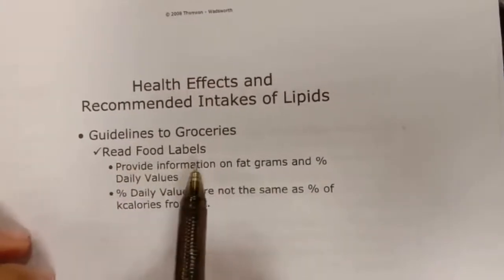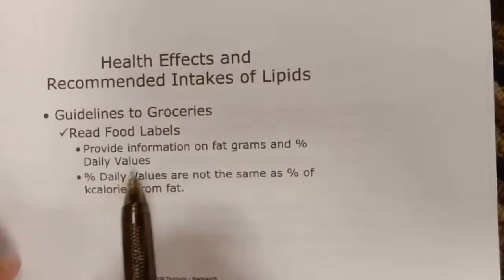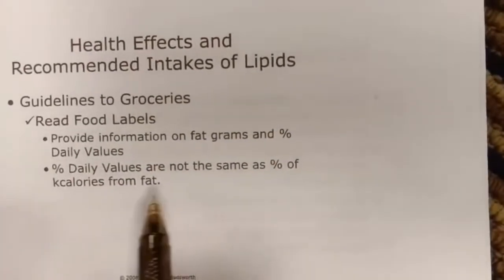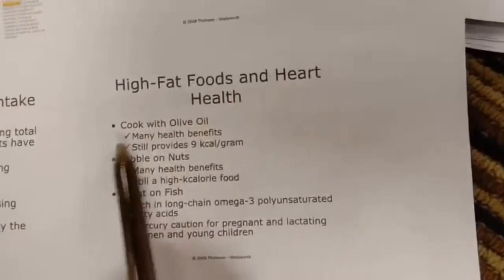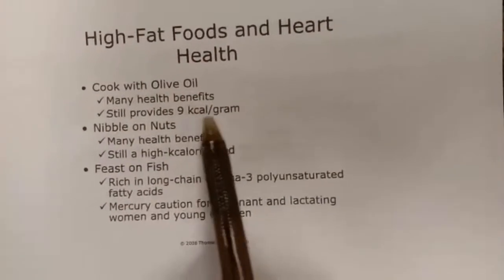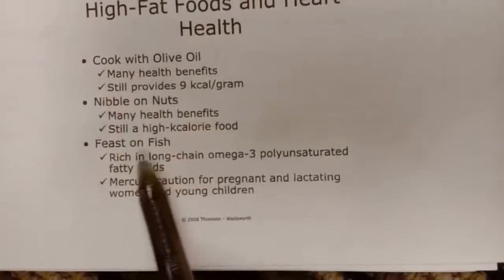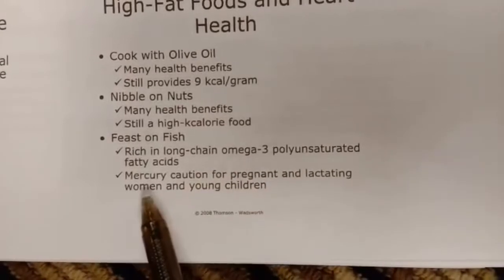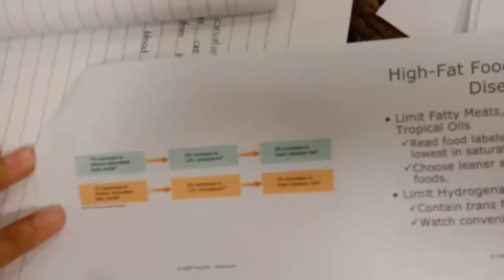Next one is read food labels sebab it provides information on fat grams and percent of daily value. Percent of daily values are not the same as percent of calories from fat. For high fat foods, kita have to cook with olive oil because it has benefits. Next, nibble on nuts and feast on fish because fish is rich in long chain omega-3 polyunsaturated fatty acids. We also have mercury caution for pregnant and lactating women and young children.